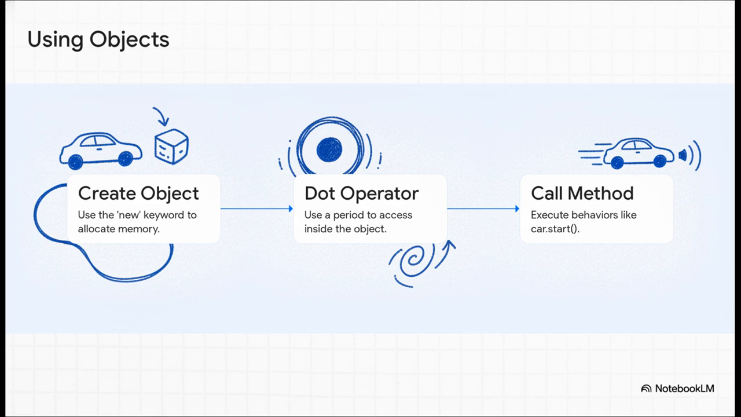Step 2 is the magic key, the dot operator. If you try to print your car object directly, Java just spits out a random memory address. To get inside the object, you type your variable name followed by a period, the dot operator. Finally, step 3, we access the attribute or call the method. So typing myCar.start tells our specific Mustang to run its start sequence.